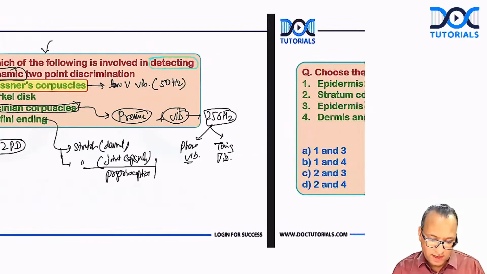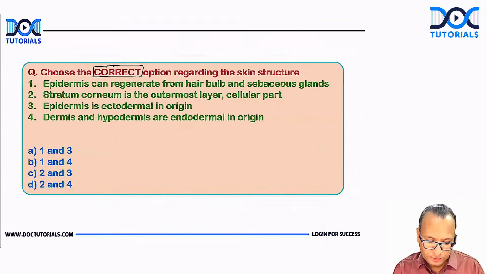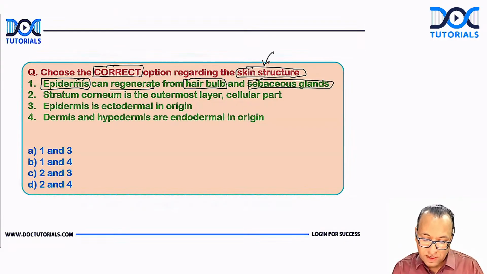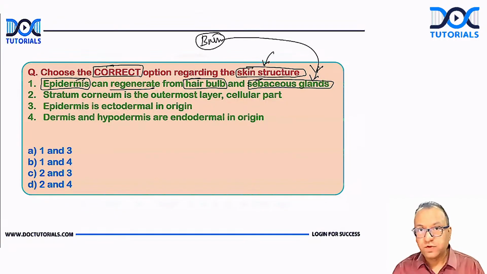Now, as you go on to the next question, choose the correct option regarding the skin structure. And you are seeing epidermis can regenerate from the hair bulb and sebaceous gland. See, this is not a normal thing, but it can happen if there is some pathology like burns. If there was a burns patient, you'll find that in the hair bulb there are stem cells. In the sebaceous gland, there are stem cells, and they can definitely give you the regeneration of epidermis. Normally, it doesn't happen, but it can happen in pathological situations. So I have to accept that it is true.